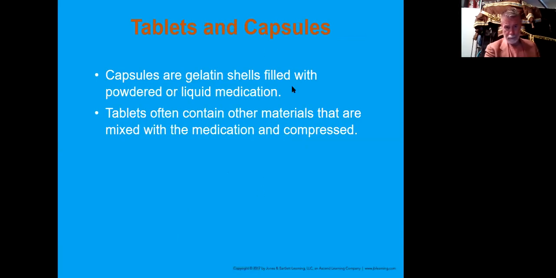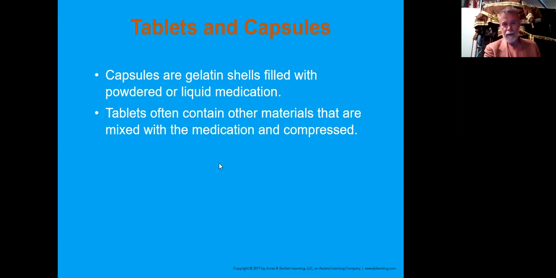Tablets and capsules, some type of gelatin shell filled with powdered or liquid medication. Again, if you get bored, you can go look through your medicine cabinet. Tylenol used to have one of these that was gel coated. You open it up and all these little balls would fall out. That was just kind of neat to see.